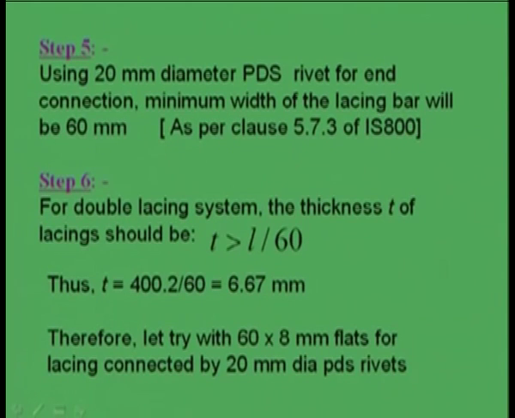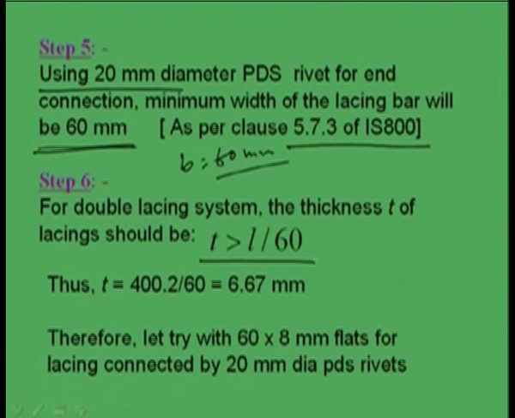Next we will assume some diameter of the rivet, say 20 mm diameter of power driven shop rivet we are going to use. So, if we use that, we know the minimum width of the lacing will be 60 mm as per clause 5.7.3. So, the width we are going to fix as 60 mm, and then the thickness for double lacing system should be greater than L by 60. In case of single lacing system, it was L by 40.